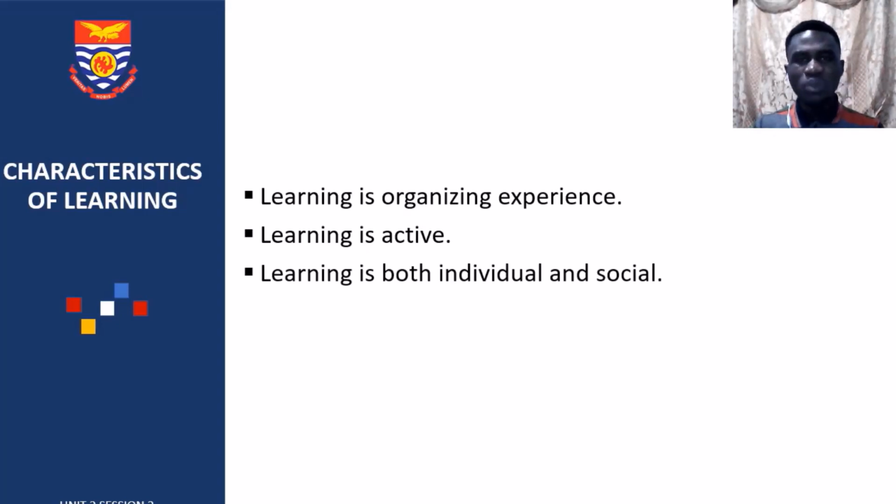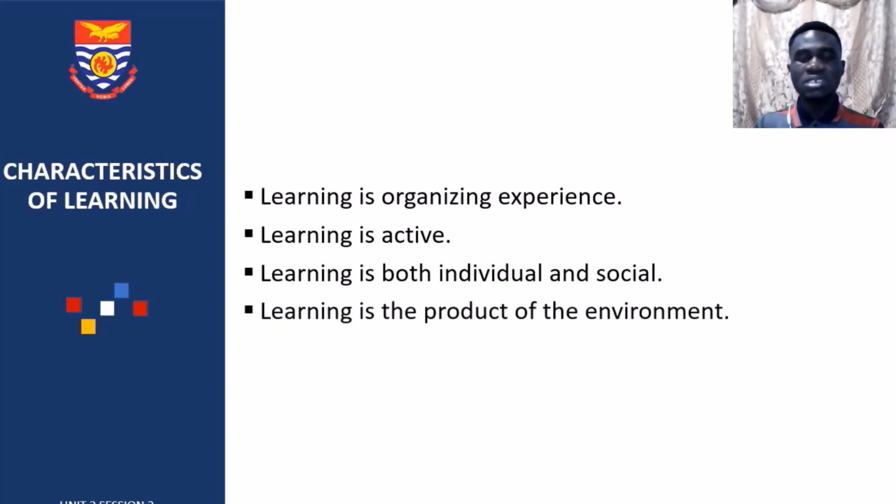And learning is both individual and social. It is an individual activity, and it is as well a social activity because the learner is affected by their teachers, friends, classmates, parents, and community members. All these individuals affect the way and manner in which a student learns. And the next characteristic is that learning is the product of the environment.